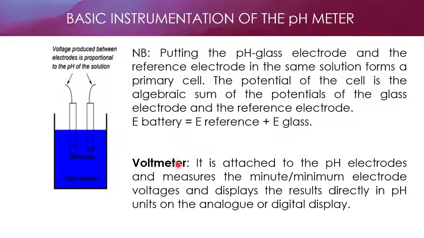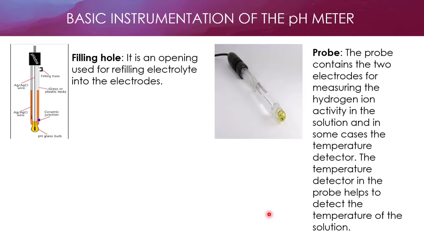The voltmeter. The voltmeter is attached to the pH electrodes and measures the minute electrode voltage and displays the result directly in pH units on the analog or digital display. The filling hole, and this is the filling hole of a pH meter. The filling hole is an opening used for refilling electrolyte into the electrodes.